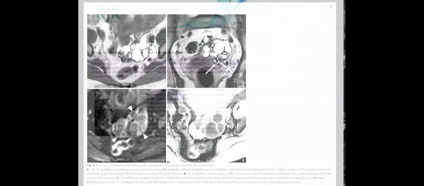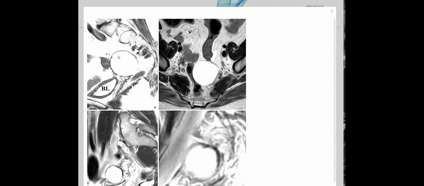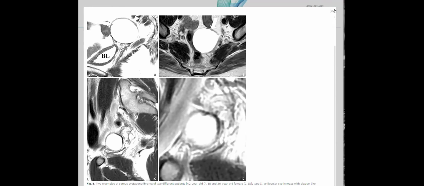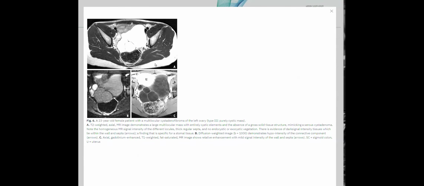Type 2 is a bilocular or unilocular lesion, maybe more like your case, Aarti. Here are 2 different examples of type 2. You have a unilocular cyst with little areas of solid components that are T2 dark. These are 2 separate cases according to the paper. And then type 3 is a purely cystic mass resembling a serous tumor. Here's an example of a type 3. This looks multicystic, but purely cystic without any solid component.